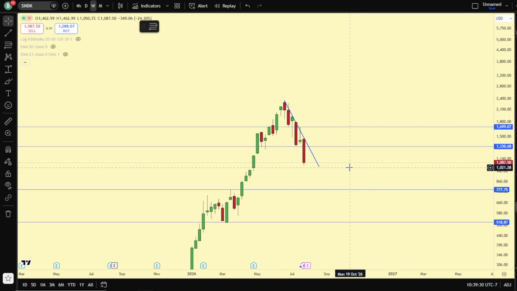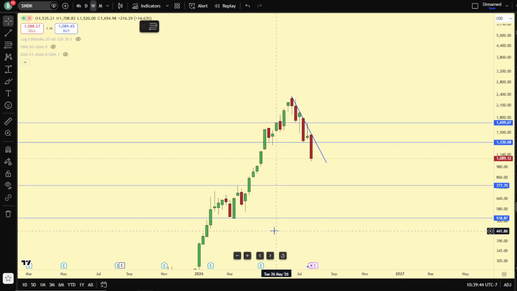Where we're at right now, either my first scenario plays out and then you get a stop down below here somewhere at around 1,000, or my second scenario plays out and you just blind bid 777 with your stop below 518.